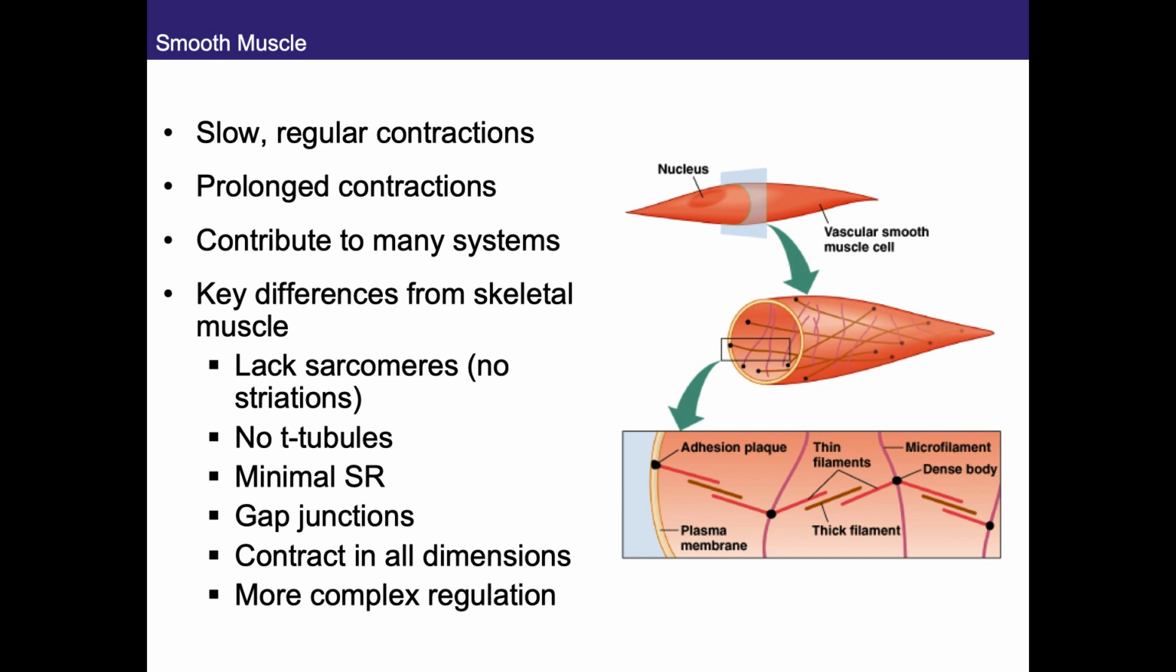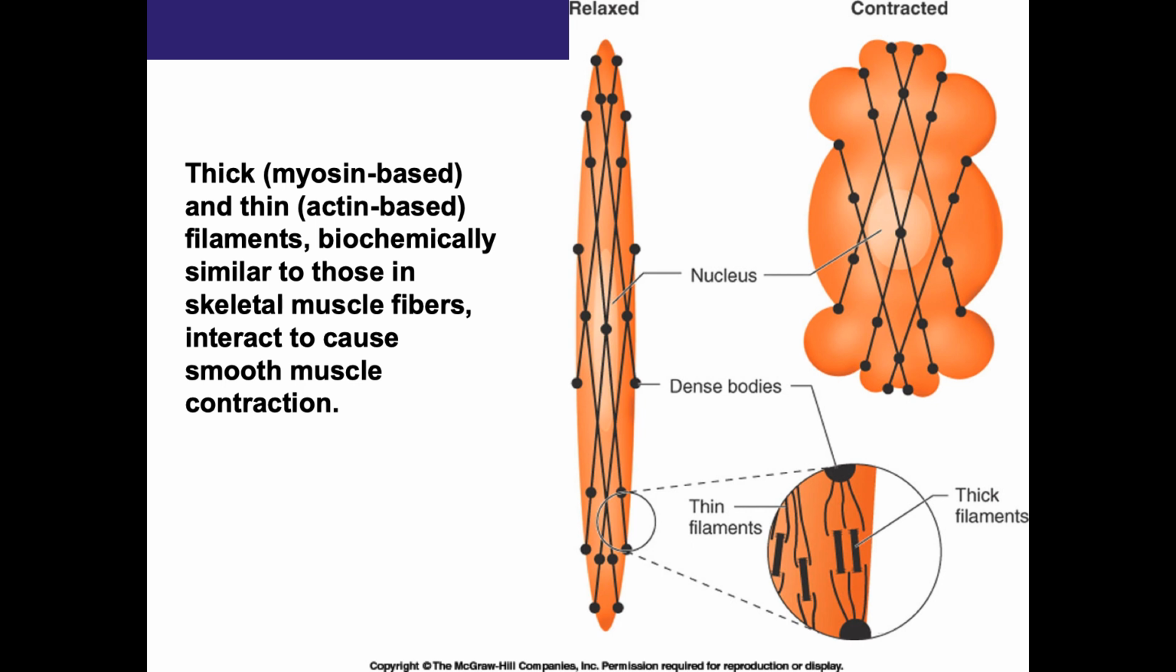They also contract in all dimensions. Let me go to the next slide. I can show you what that means. You can see here when it's relaxed, it's organized this way, but then when they contract, remember, smooth muscle does have actin and myosin, and calcium is important. When the actin and myosin can actually interact with each other, it contracts in all directions. A lot of times around tubes, it'll contract and cause constriction, decreasing the radius.